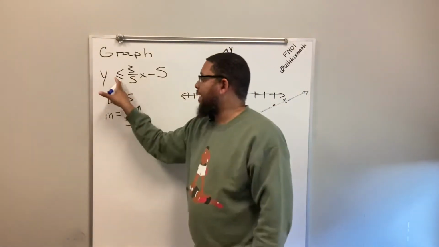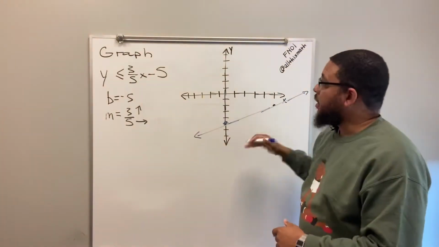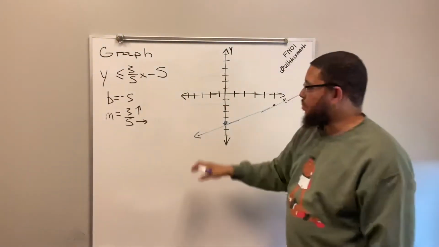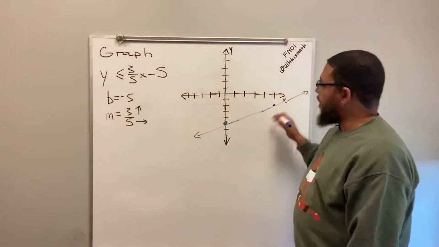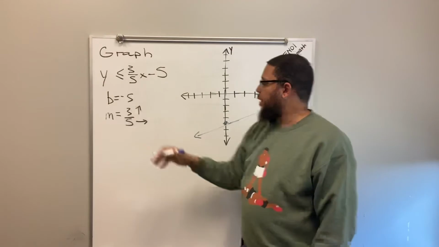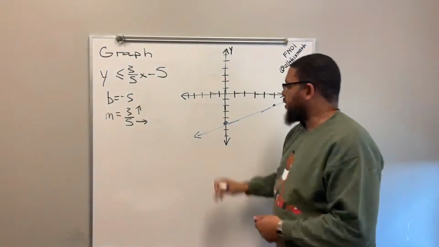Now, one thing I do want to point out with linear inequalities, because this is less than or equal to, it's going to be a solid line. If it was only less than, it would be a dashed line. But because it's also equal to, that's why it's a solid line. Okay? Now, this is our boundary line.